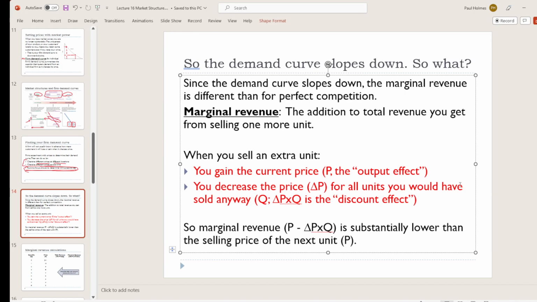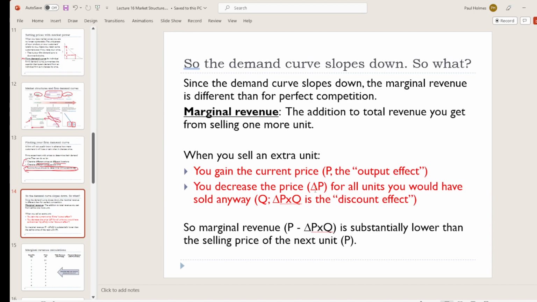You sell an extra unit, you sell it for whatever the price is that you can charge for it, and so you gain that value, you gain the price. But because you can't determine who would have bought your product anyway, if you kept your price higher, you're going to have to decrease that price for everybody.